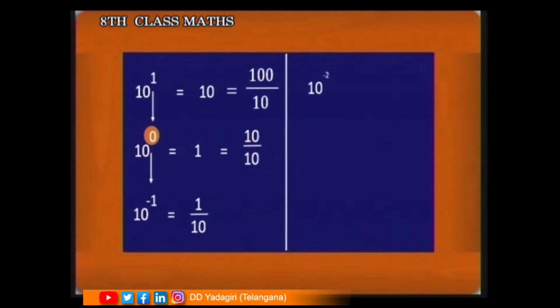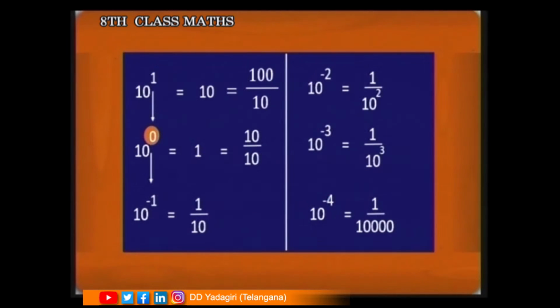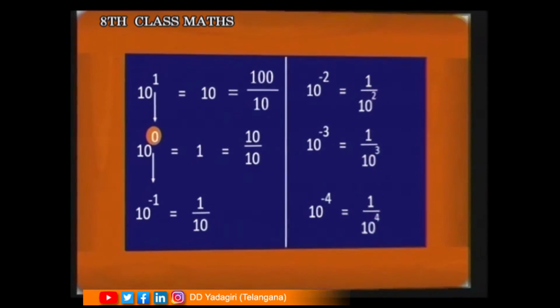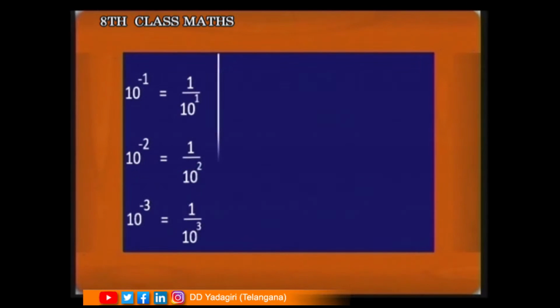Now, you can write 10 to the power of minus 2 like this as 1 by 100, and 100 can be written as 10 square. Like that, 10 to the power of minus 3 can be written as 1 by 1000, and 1000 can also be replaced by 10 cube. Like that, 10 to the power of minus 4 can be written as 1 by 10,000, and instead of 10,000 we can write 10 to the power of 4. And now, you observe, we can write the powers with negative exponents with some other basis.